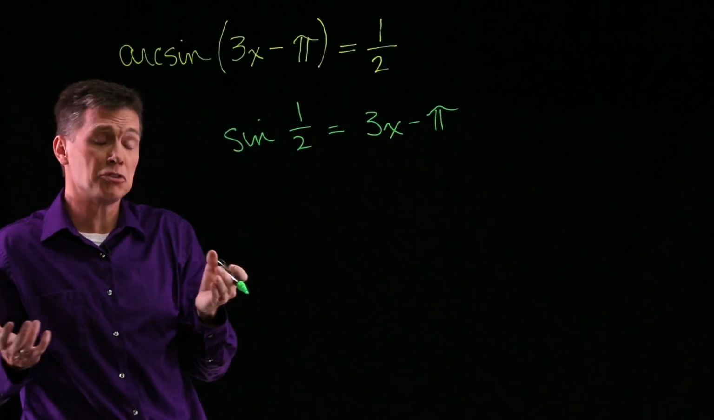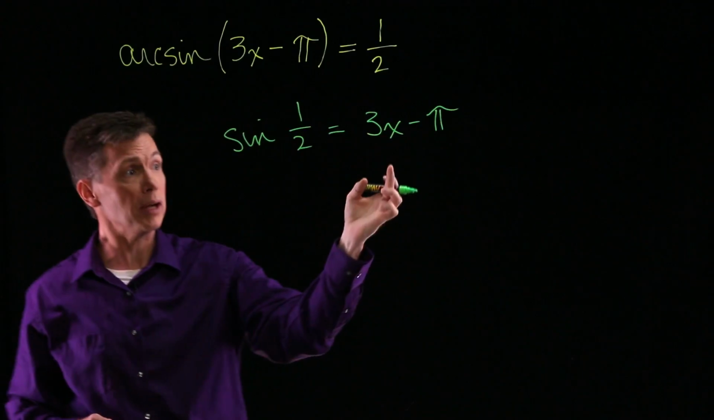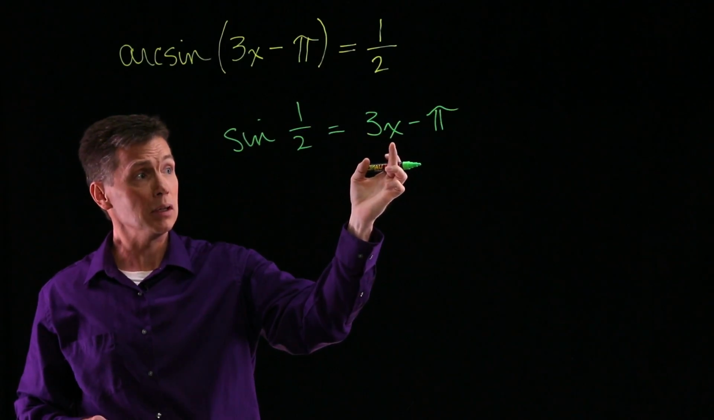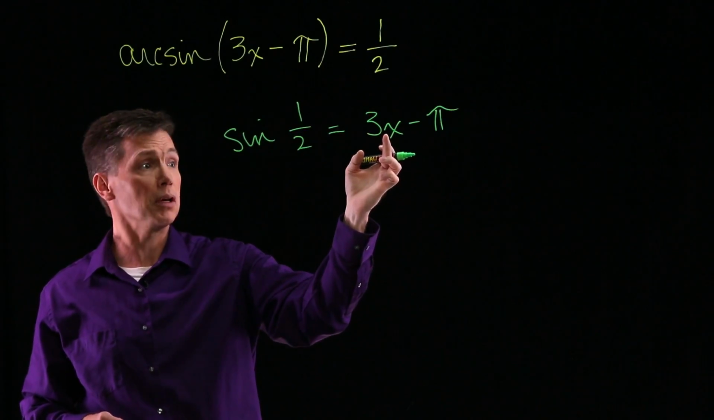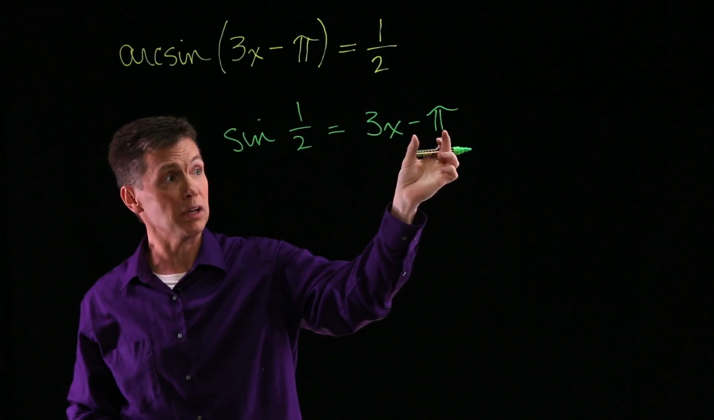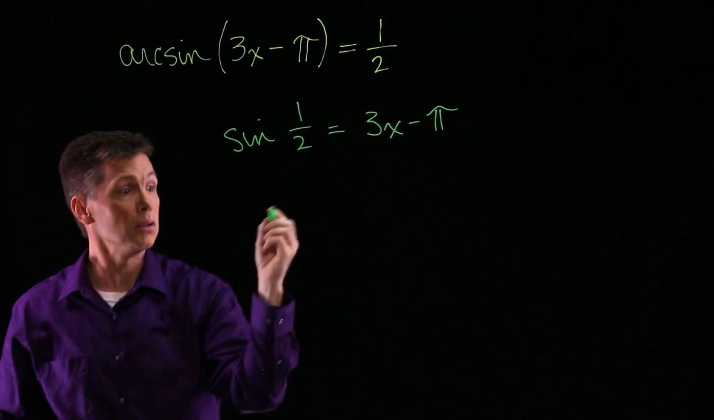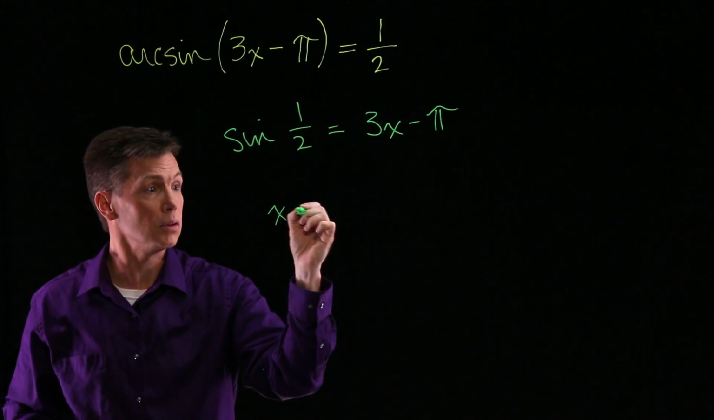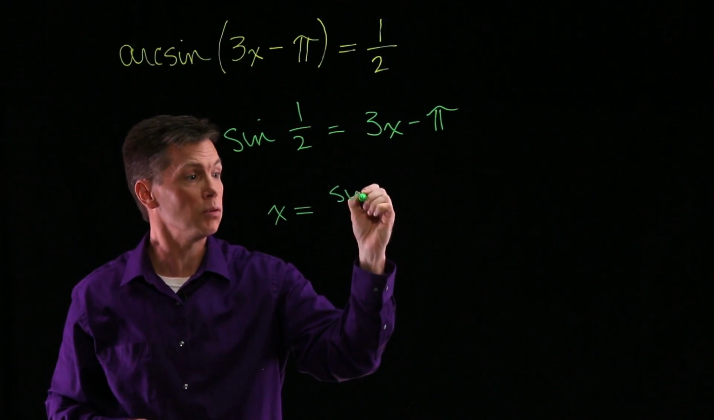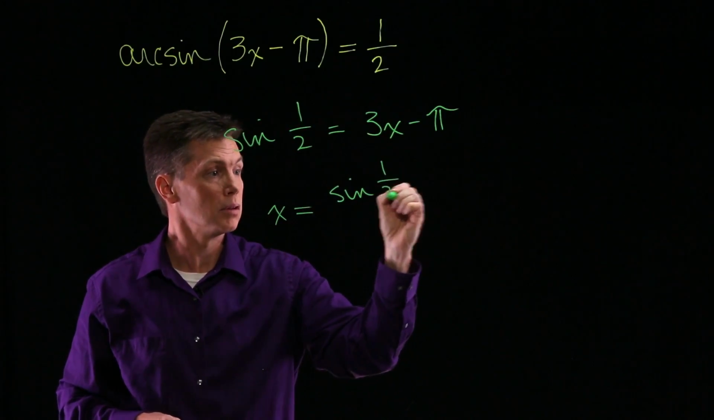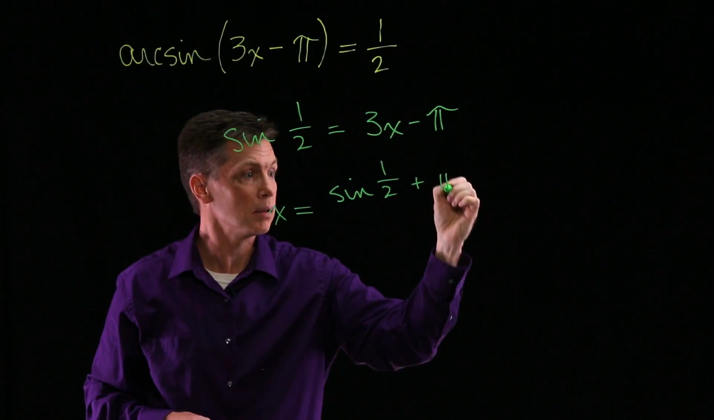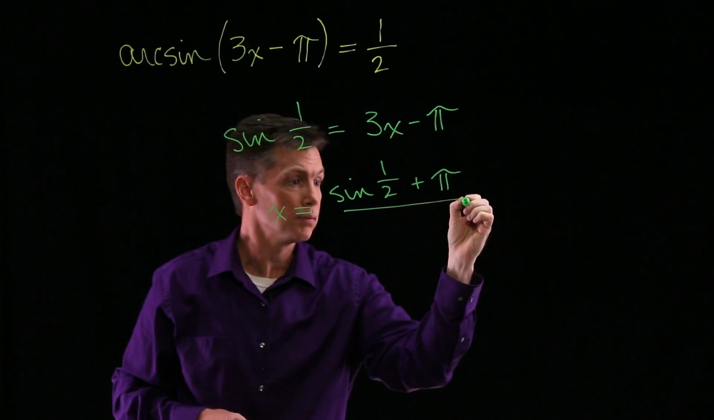Okay? Now it's just simple algebra. Remember, we're trying to solve for x. Here's my x. I think I could probably even do a couple quick steps at once here. Throw the pi on the other side and then divide by 3. So x equals the sine of 1/2 plus pi, divide by 3.